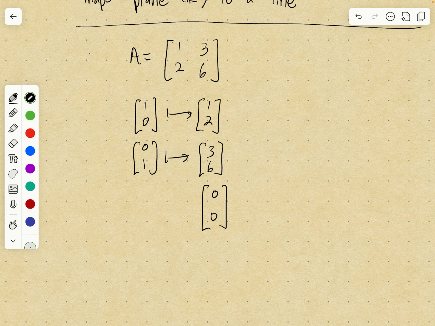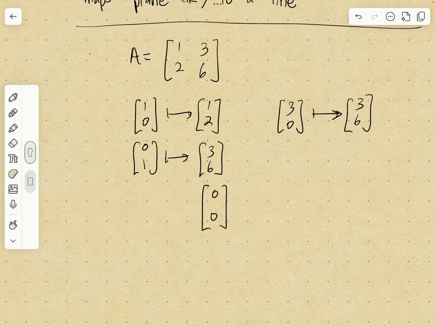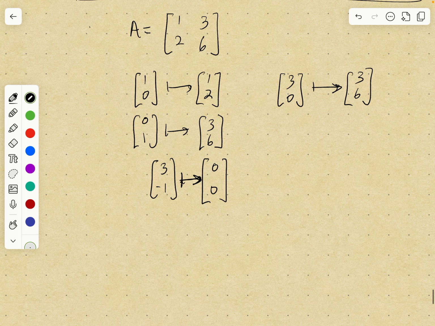Yes, right? If you take 3 times this input, so that's 3, 0, 3, 0 will also go to 3, 6. So you have these two vectors, 3, 0 and 0, 1, that go to 3, 6. Therefore, when you subtract them, it must go to 0, 0. So if you do 3, 0 minus 0, 1, you get 3, negative 1. So this vector has to go to 0, 0.